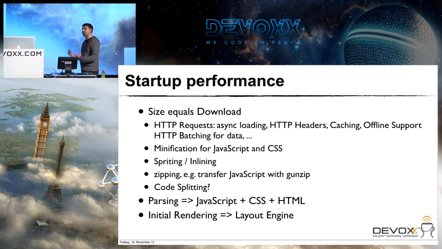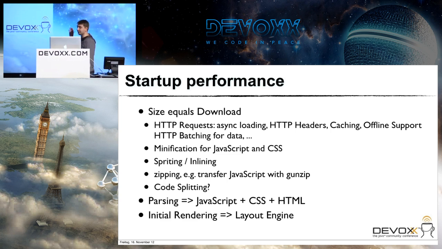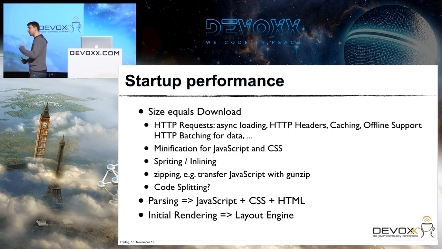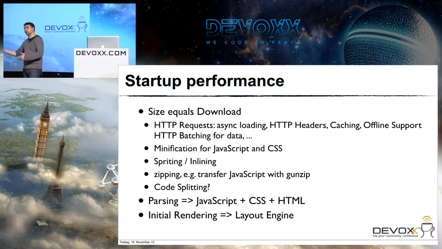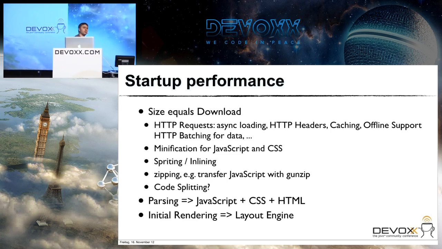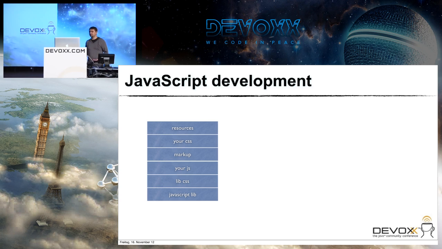Are you doing minification of all your resources, script inlining, zipping of the resources? Are you doing code splitting, so bringing down a small amount of the application first and actually downloading the rest in the background while the user is already using your application? What are you doing to enhance your parsing? So parsing and actually building the rendering tree is going to get fast.